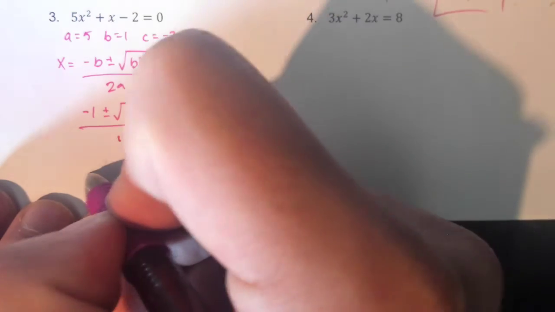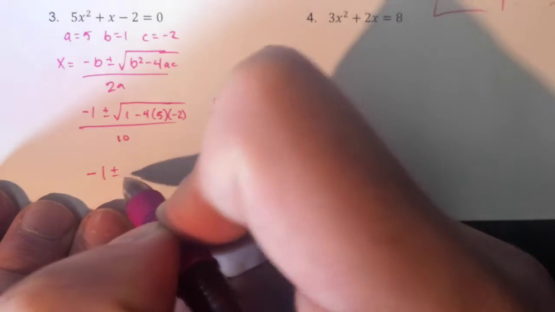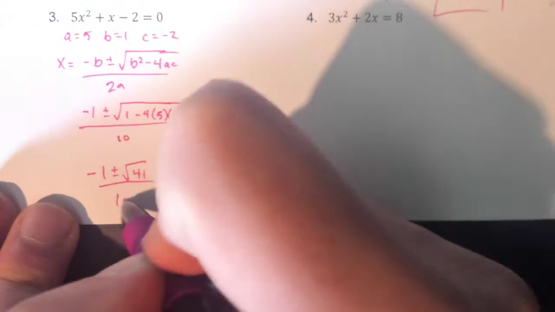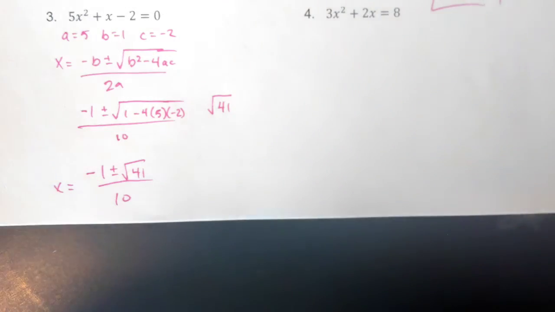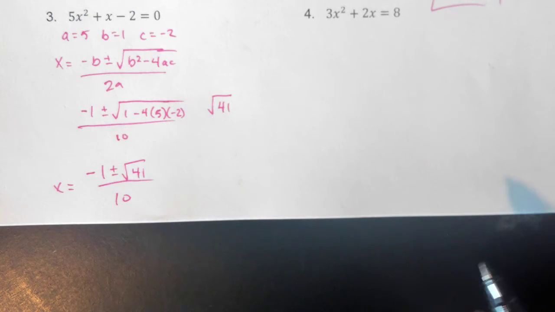That one doesn't simplify, so we'll just rewrite it. Negative 1 plus or minus the square root of 41 all over 10. It can't simplify any further because there's no perfect square that divides 41, as it's prime.